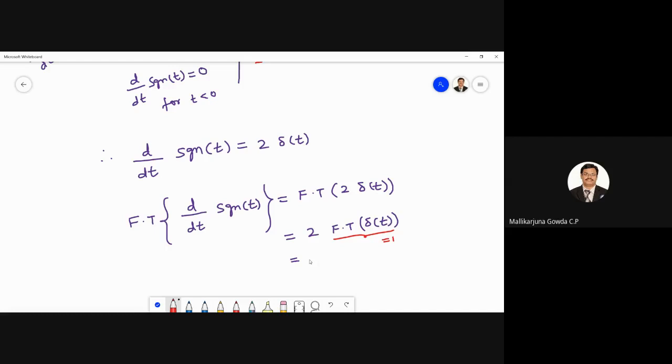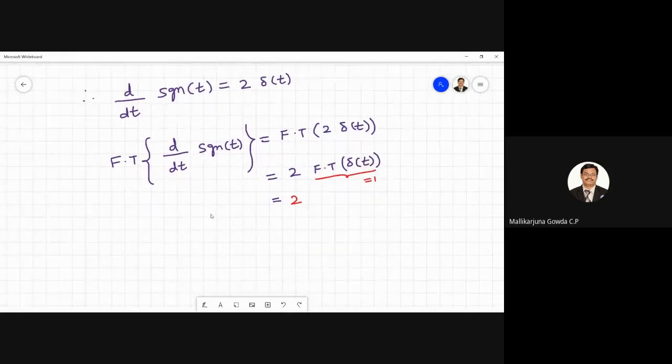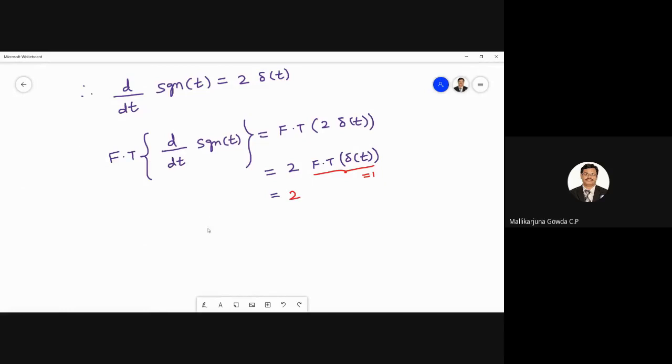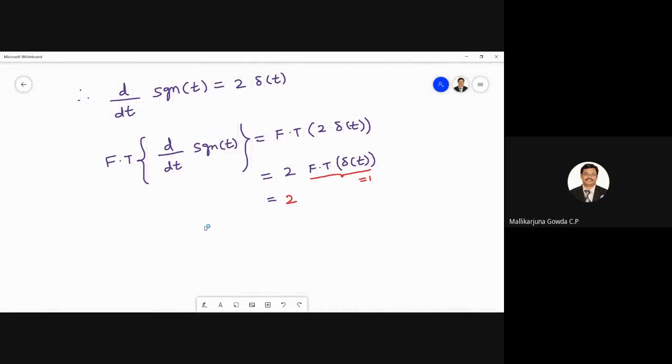The Fourier transform of delta of t will be equal to 1. Okay. So I can write it as 2 into 1, which is 2, right? I hope that is noted. Is it noted? Shall I move up?